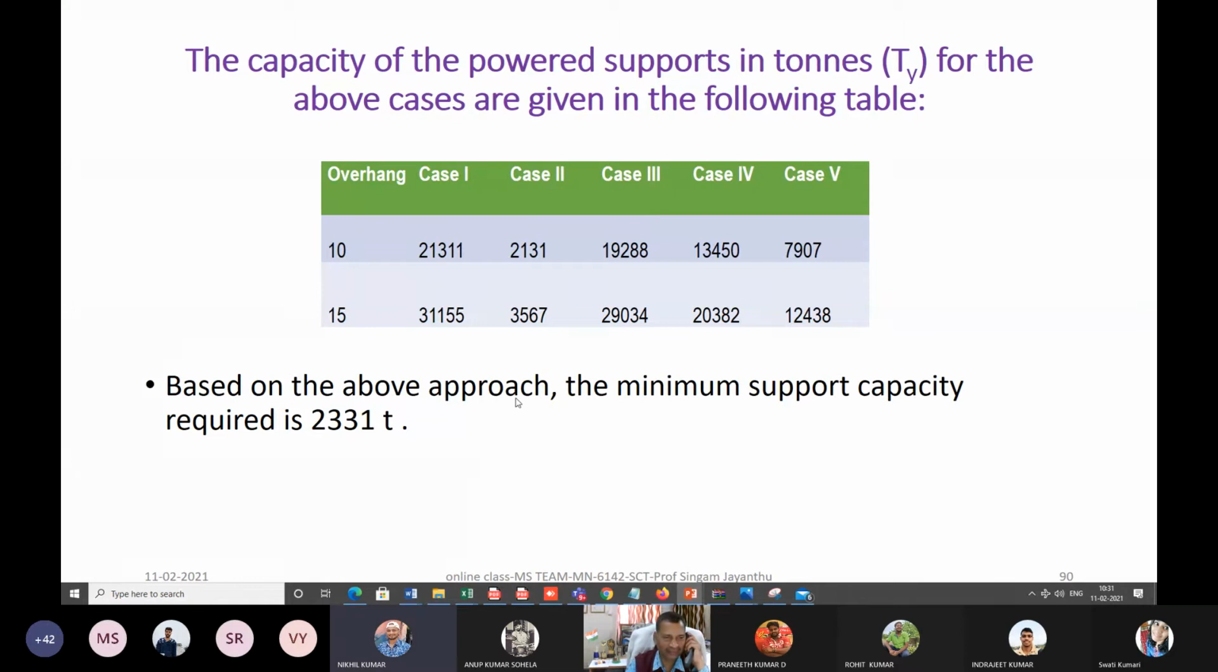Okay. In the second, third, fourth, and fifth cases, we require a lot of supports, but it is not practicable to provide that much support. Now we can provide support only up to 1200 tons maximum. So this shows the limitations of different approaches.